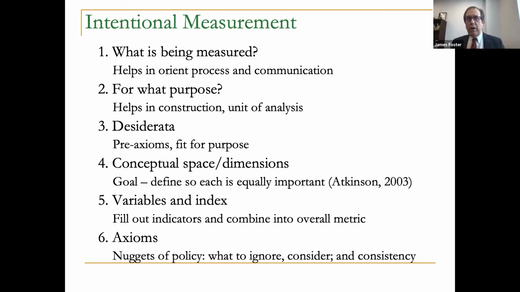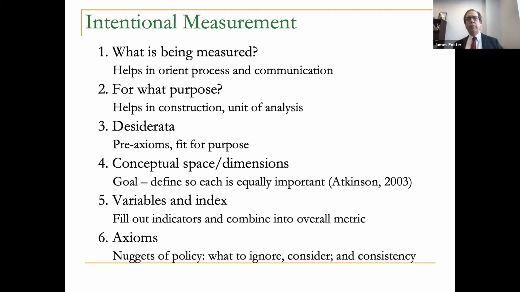Then you fill it out with variables and the index. You fill out the indicators, combine it into an overall metric. Finally, when you have the metric in hand, you can then start saying, well, does this metric actually seem rigorous? Does it fulfill the kinds of axioms we would expect a measure of this sort to satisfy? And when I say axioms, I mean both the mathematical structures that people use all the time, but also just nuggets of policy. I mean, what do you want this thing to measure?